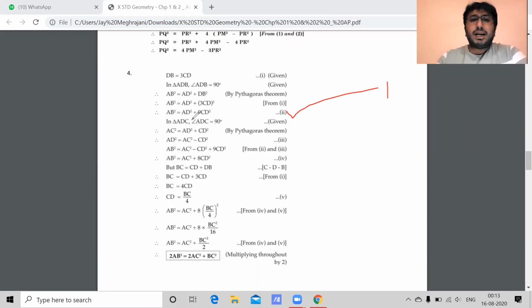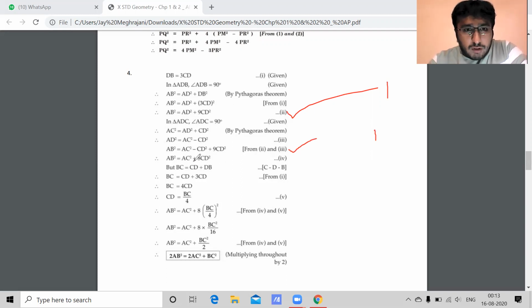Next step will be, in triangle ADC, we are again going to apply Pythagoras theorem and we are going to isolate AD square. Isolate AD square means we are going to keep AD square on one side, rest everything on the other side. Then we are going to substitute the value of AD square in result number 2. Students, if you have done the substitution correctly till here, you get another 1 mark.